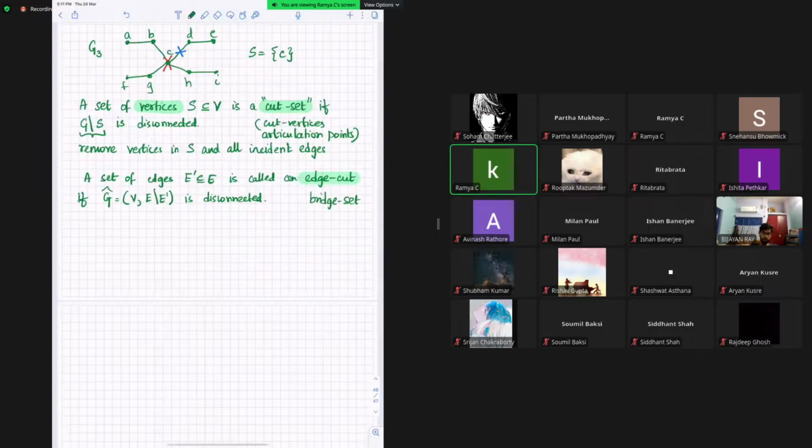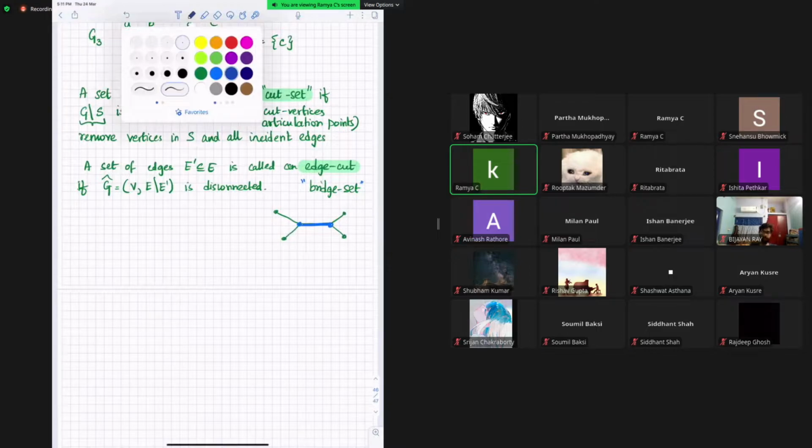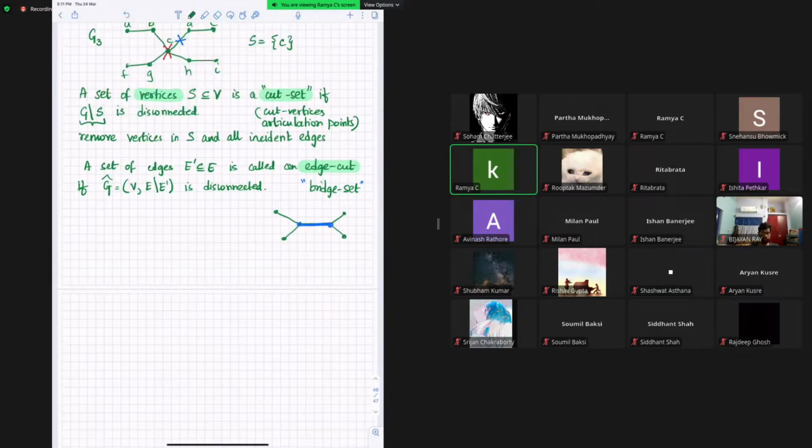This terminology basically came from this sort of a graph. For example, if you have this one, this edge is called a bridge, some sort of an essential connection between these two parts. It just looks like a real-life bridge. This set is also called a bridge set. So is the definition clear? What is a cut set and what is an edge cut or a bridge set? Okay, good.